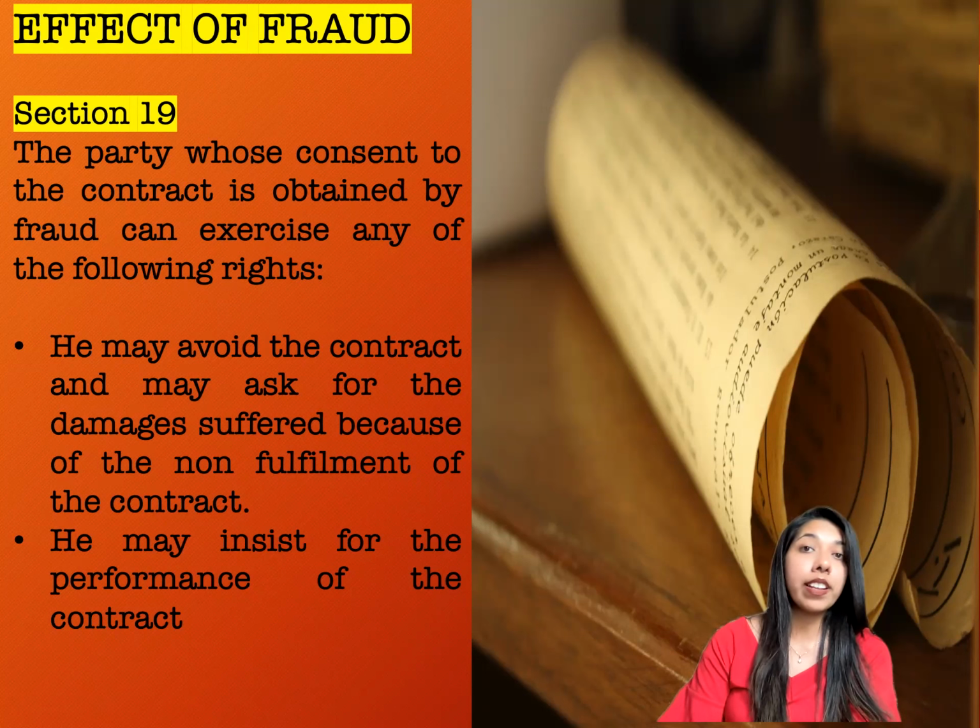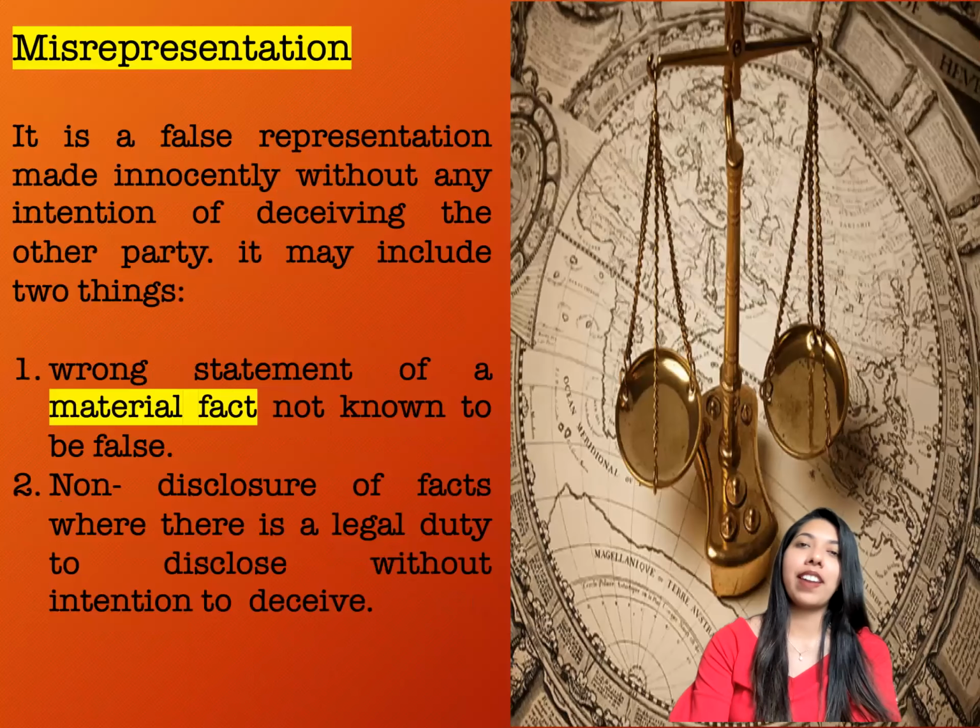The second is that you can also insist on specific performance of the contract. So these are the remedies available to you. You can avoid the contract because it is a voidable contract. You can ask for damages, which means you can seek compensation from me. And you can also insist on the performance of the contract.